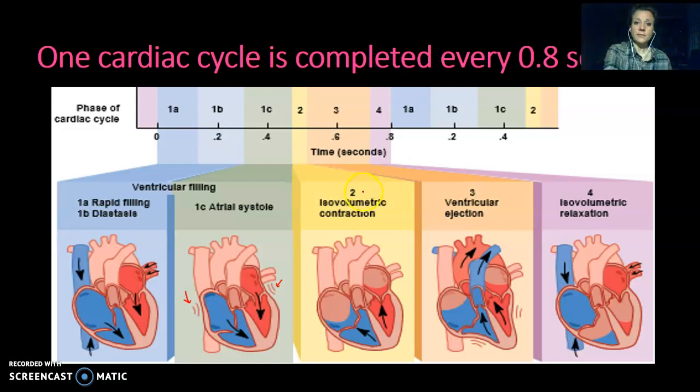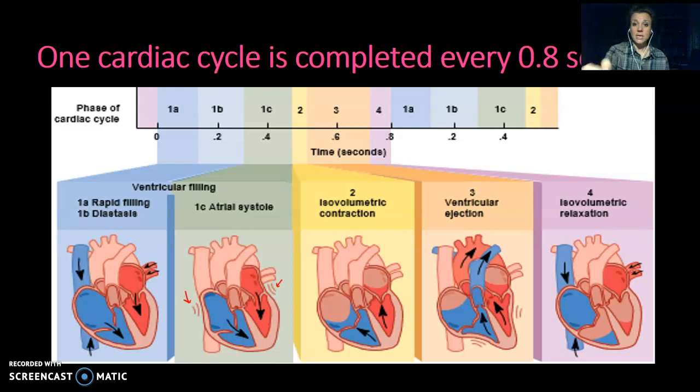Next, we have isovolumetric contraction, which is the next phase. Iso is a prefix that means same. So what isovolumetric contraction means is that the walls of the heart are starting to contract, but not to the point where you're changing the volume of blood inside of those ventricles.